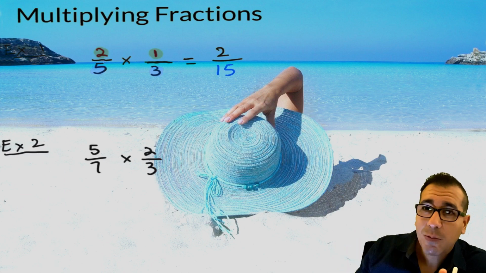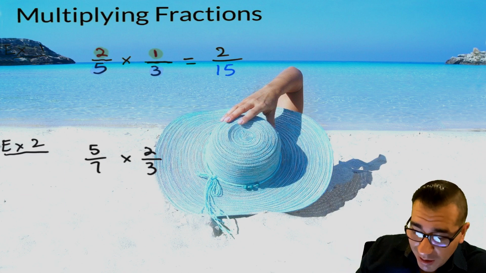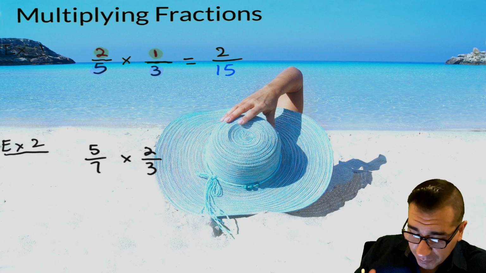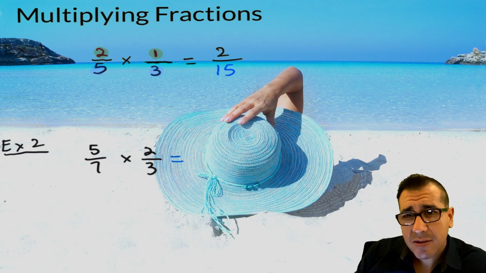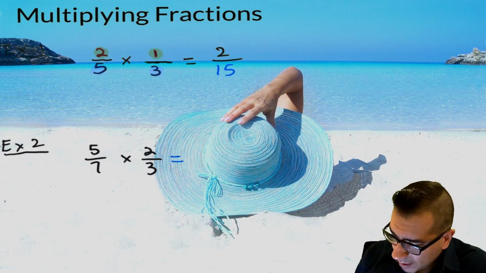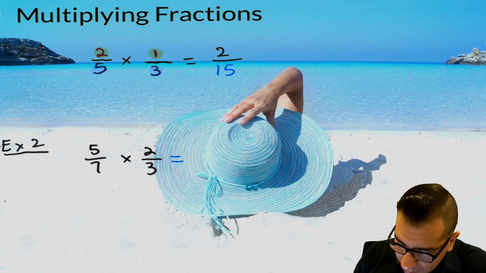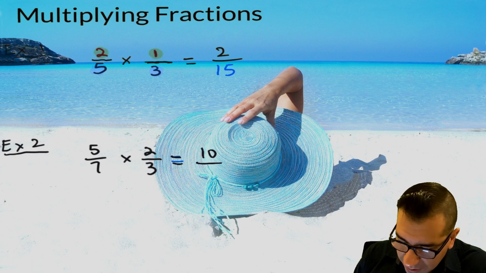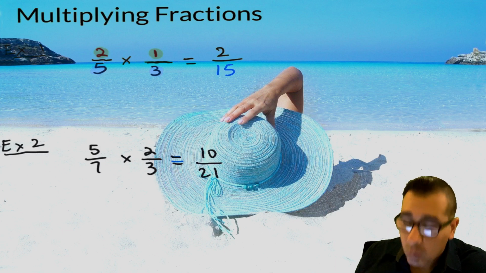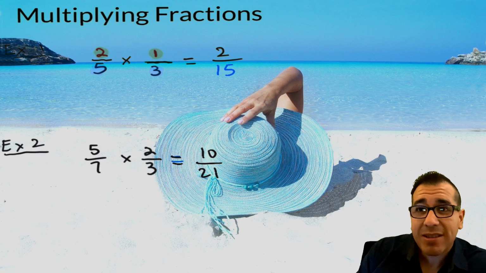Same thing goes here with multiplying fractions. So let's do another one just to make sure it makes sense. All right, example 2. While I put my equal sign, go ahead and press pause. Do it in your head. Make sure you got it. All right, here we go. So this equals the top times the top, we get 10. The bottom times the bottom, we get 21. And that's how easy it is.